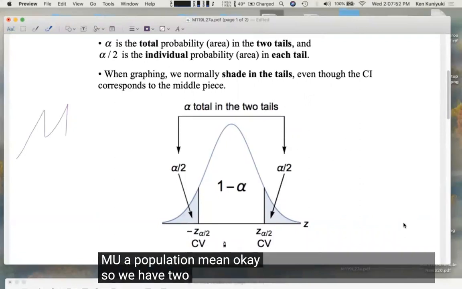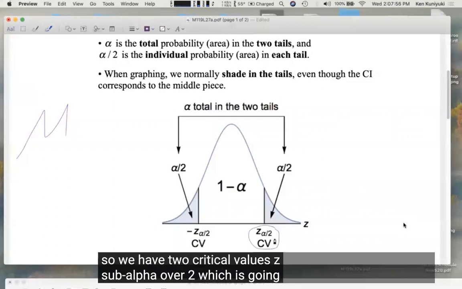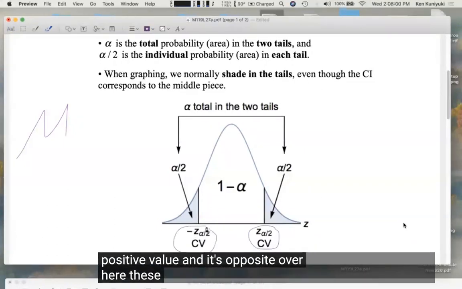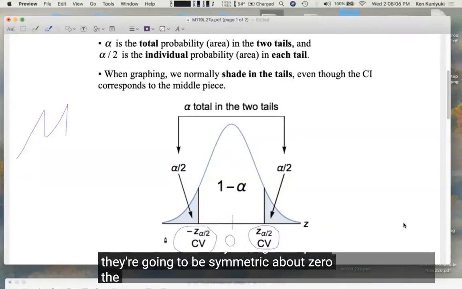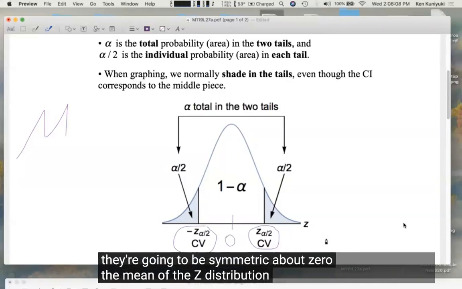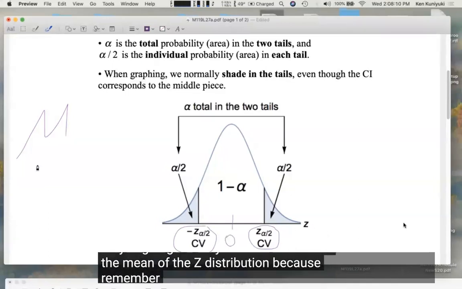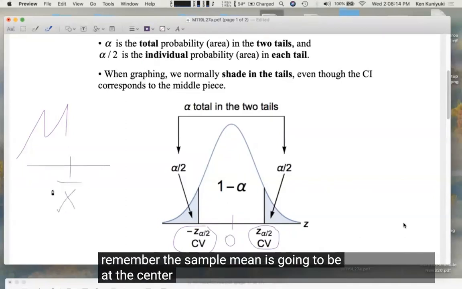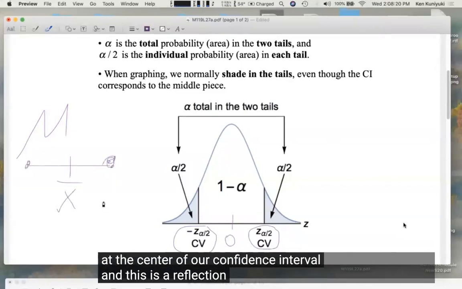So we have two critical values, z sub alpha over 2, which is going to be a positive value, and its opposite over here. These are going to be the two critical values, and as you might suspect, they're going to be symmetric about 0, the mean of the z distribution, because remember, the sample mean is going to be at the center of our confidence interval, and this is a reflection of that symmetry.